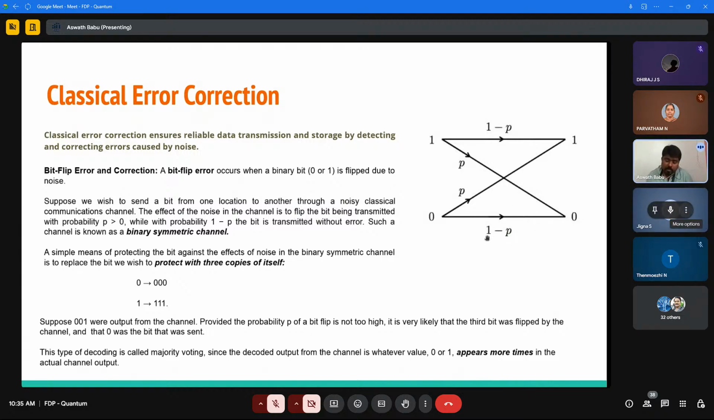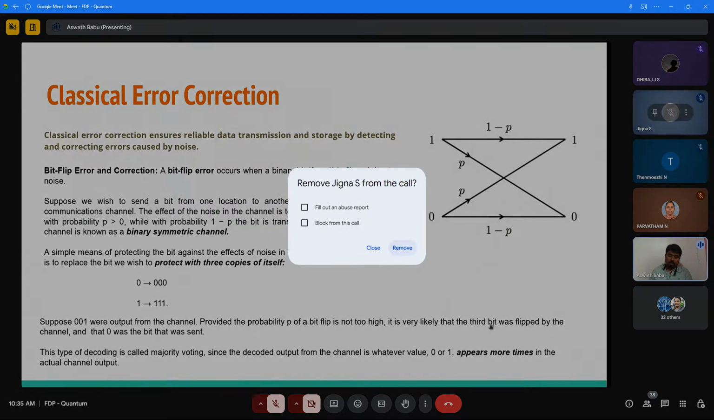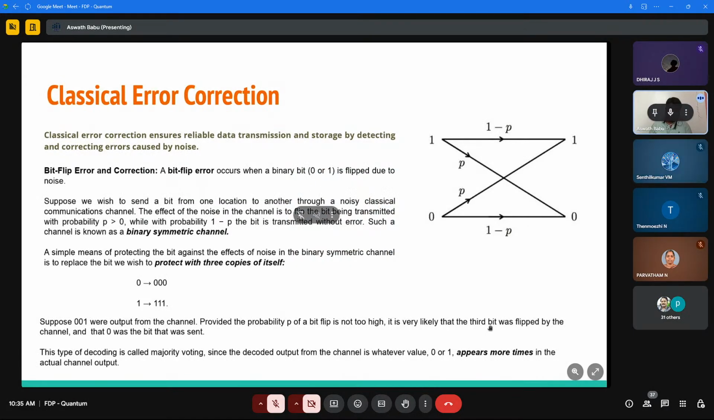If somebody has unmuted, please, Jignaji, please mute yourself. Yeah, Madam Parvatam, please. Yeah, thank you.